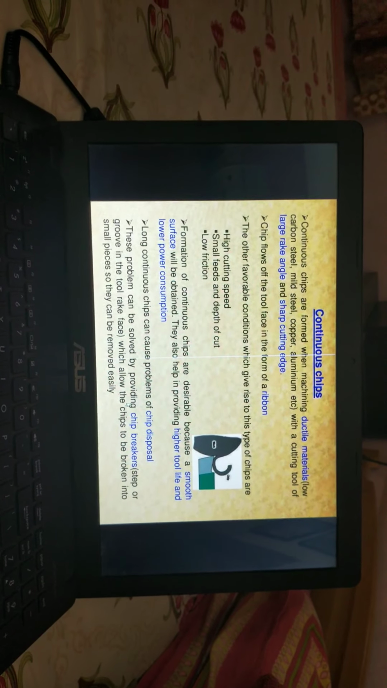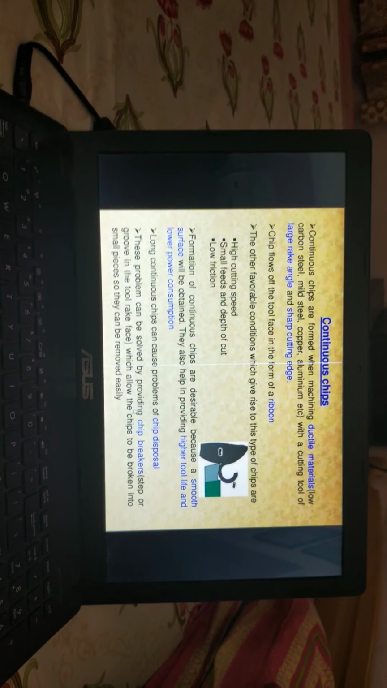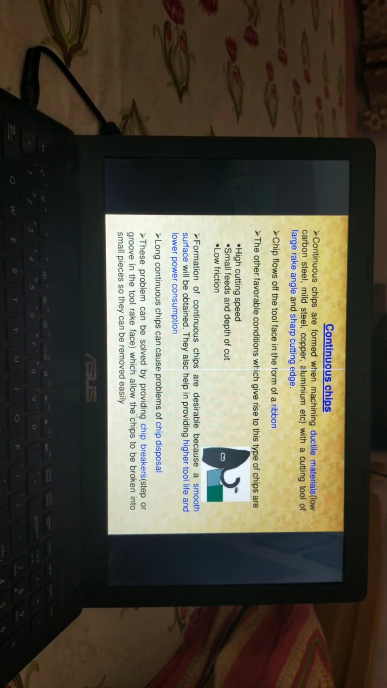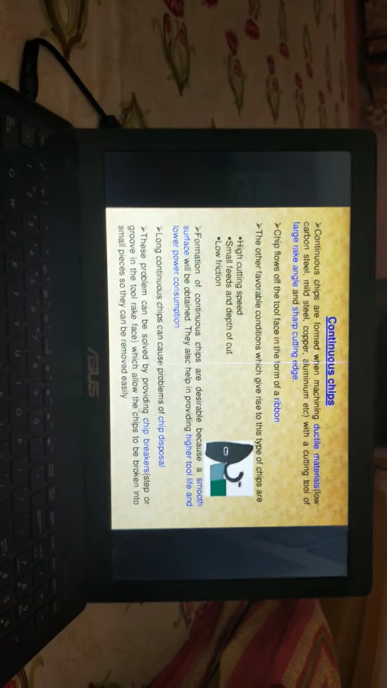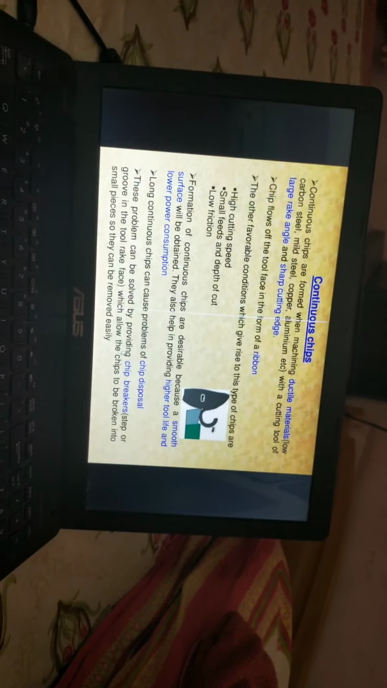These problems can be solved by providing chip breakers, a step or groove in the tool rake surface, which allows the chips to be broken into small pieces so they can be removed easily.